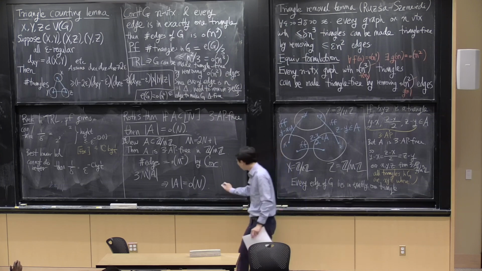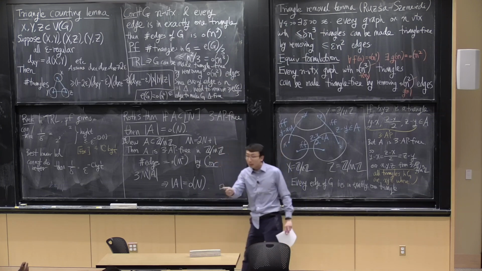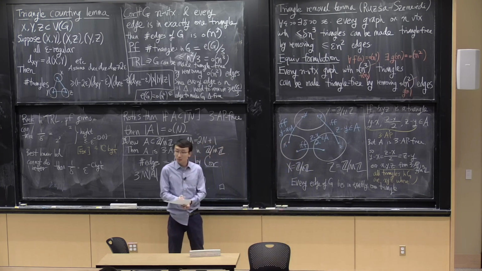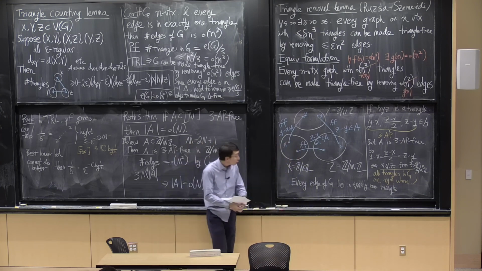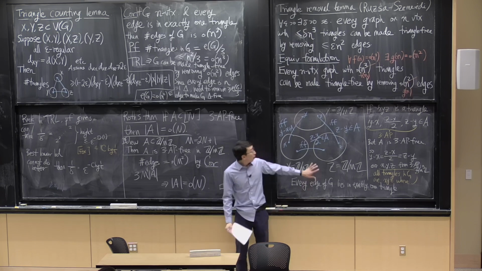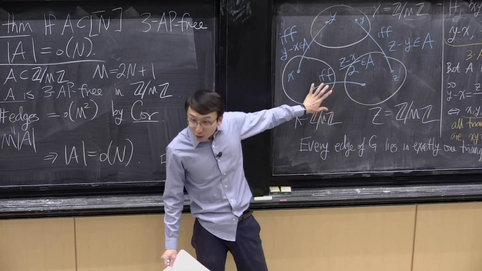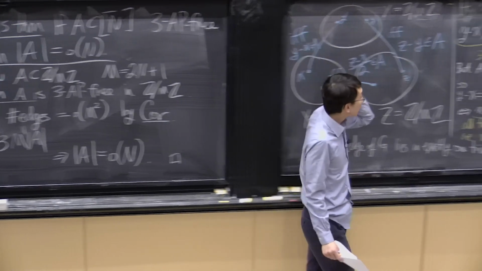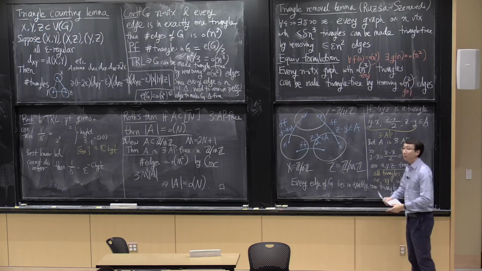Okay, and that proves Roth's theorem. Could you explain one more time why every edge is in exactly one triangle? Okay, so the question is, why is every edge in exactly one triangle? So you know what all the edges are. This is a description of what all the edges are. And what are all the triangles?